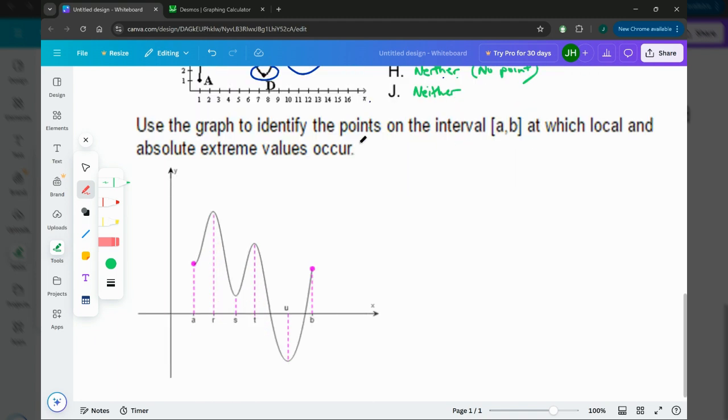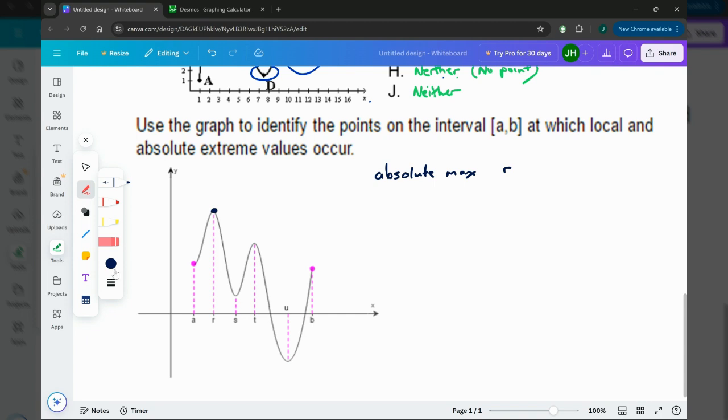Now this graph right here, let's do some listings. First thing I'm going to ask for, are there any absolute maximums? And yes, there can be more than one absolute maximum. If they're all the same y values, you could have more than one absolute maximum. It looks to me like the highest point on the entire graph is right there at R.